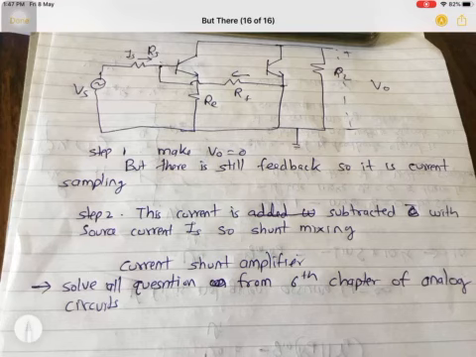After that, we discussed how to identify a feedback by looking at the circuit. There are 2 steps for that. First step is make V0 0. If there is still a feedback, then it is a current sampling. If there is no feedback, then it is a voltage sampling. The second step is to see where it is being mixed. If it is being mixed in a series circuit, then it is a series mixing. If it is being mixed from a parallel branch, then it is a shunt mixing.